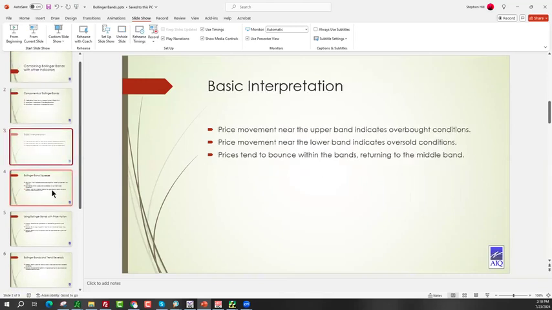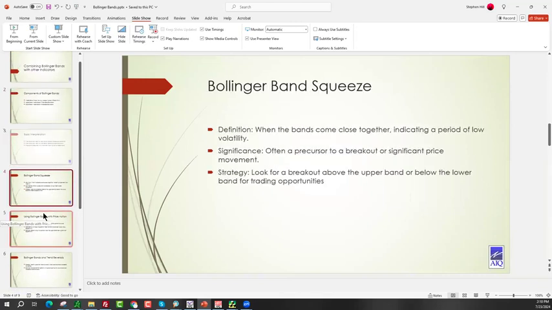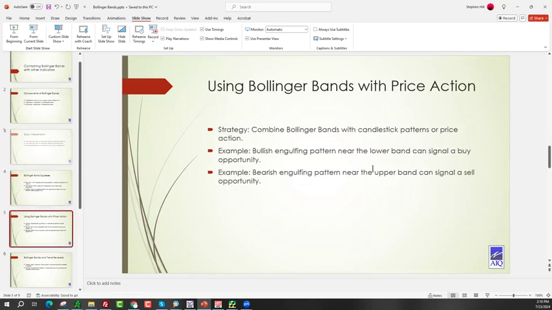There it is, with the price action. Bullish engulfing pattern near the lower band, bearish engulfing pattern near the upper band. Signals a change in direction. That's the first one we're going to look at.